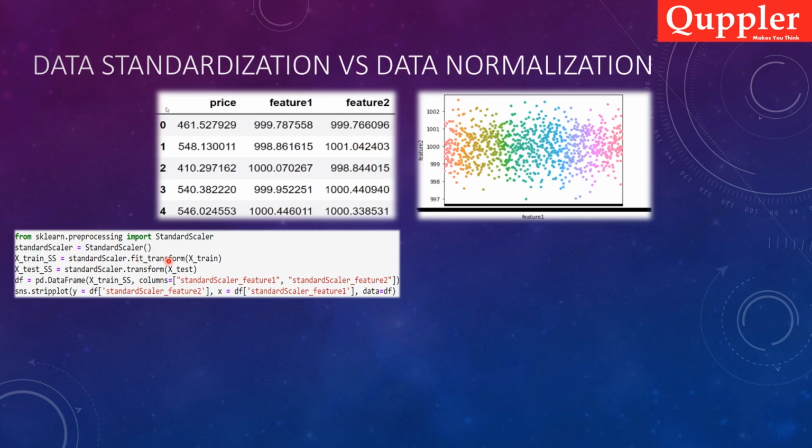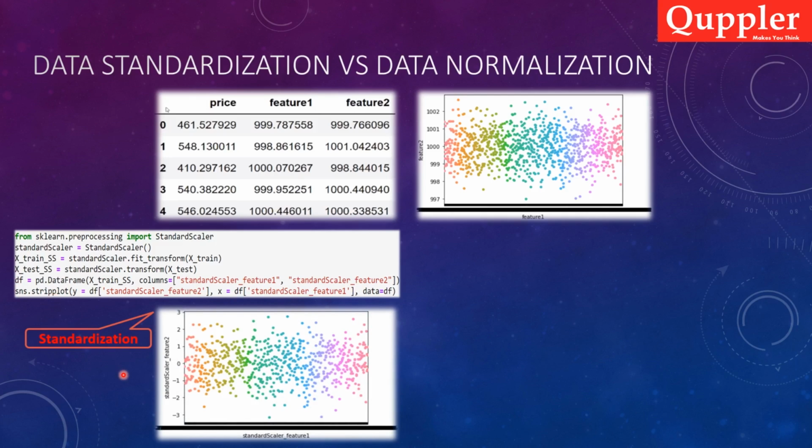Now we just need to validate how it looks. To see that, we take whatever we got as x_train_ss, which is my custom variable, and create a data frame out of it using pandas, where the custom columns are standard scalar feature 1 and standard scalar feature 2. Once my data frame is created, I'm going to plot this using Seaborn, and it's going to look exactly like this.